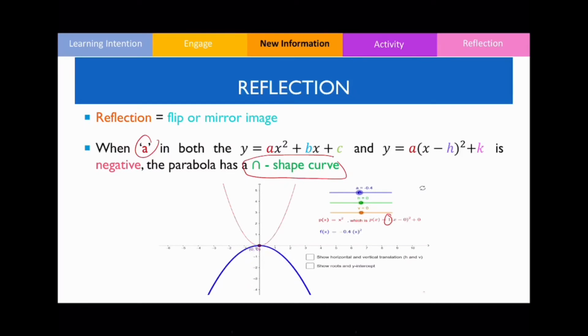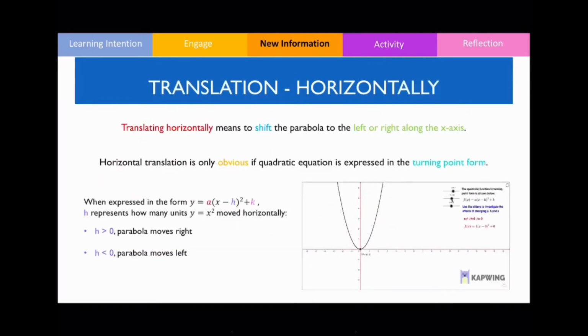Now, the very last type of transformation that we haven't looked at yet is translating horizontally. Translating horizontally means just to shift the curve either left or right along the x-axis. Now, I want to emphasize that horizontal translation is only really obvious if the equation is represented in the turning point form. It's going to be a bit harder for you to identify whether it's moved left or right when it's presented in the standard form. So for now, I just want you to know that in the turning point form, you can easily tell.